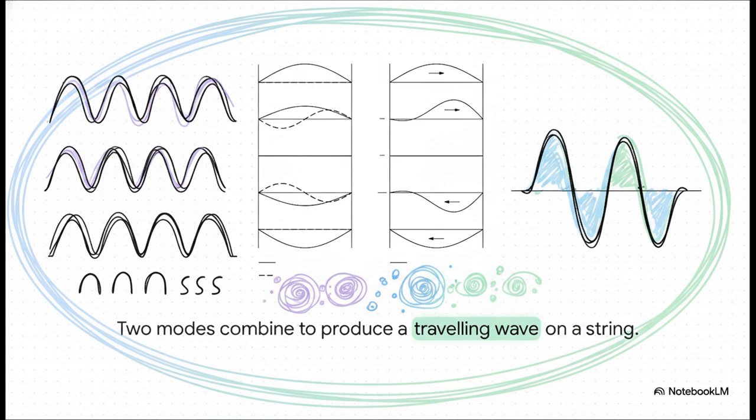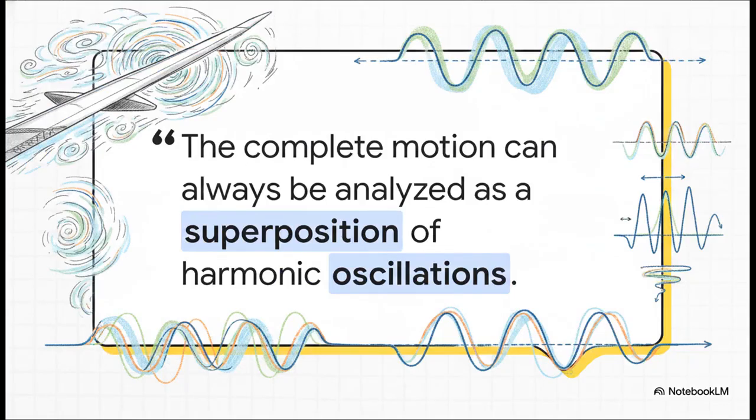If we take our first mode, that single arc, and overlap it with our second mode, the S shape, at the exact same time, their distinct waves just add together. The result? It creates this really complex traveling bump that bounces back and forth across the string. And this leads us to a massively important rule for linear systems in physics.